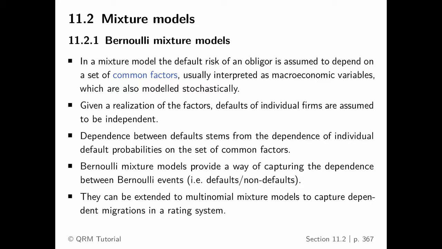So in a Bernoulli mixture model, all we're going to assume, we're not going to think about Merton interpretations now. We're going to think simply, abstractly, that there is some set of common factors, and they're going to have an economic interpretation. But here's the critical point. Given a realization of the factors, defaults are going to be conditionally independent. Now, the simplest kind of dependence model that you can build is a conditional independence model. That's the simplest thing to do.